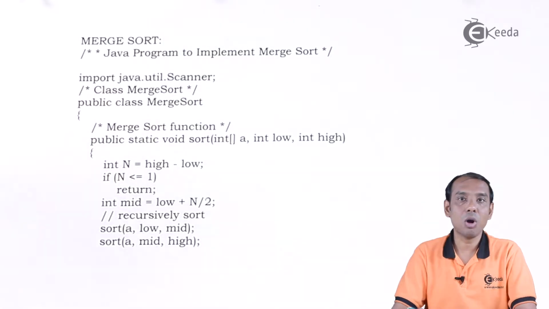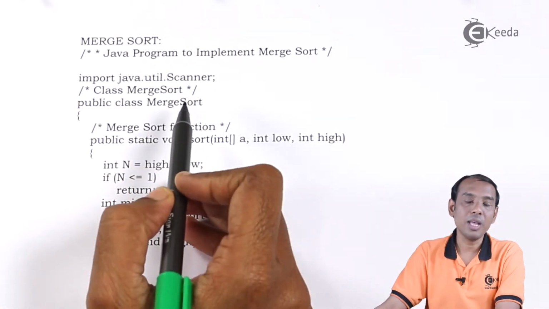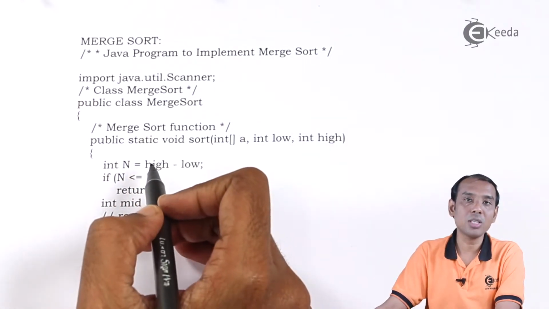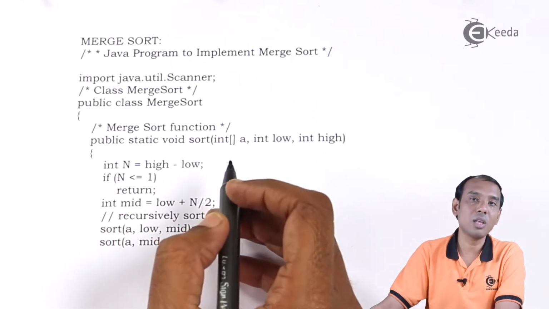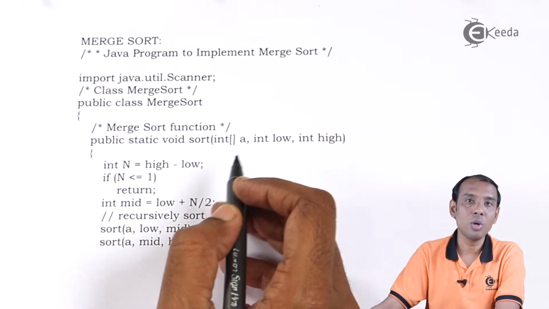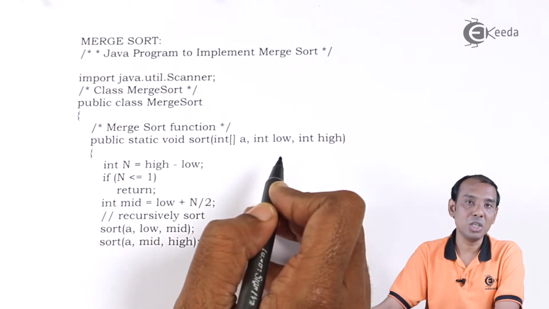I've defined a Java program class, which is MergeSort. In that, I've defined a function called sort function, merge function. Inside that, I've taken three values, that is array a, then low and high. These are all taken to be integer values.